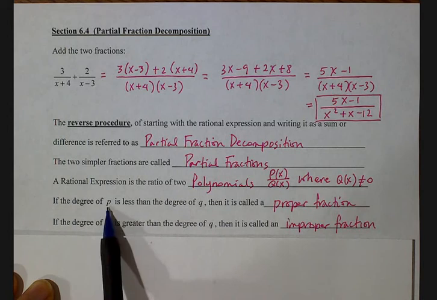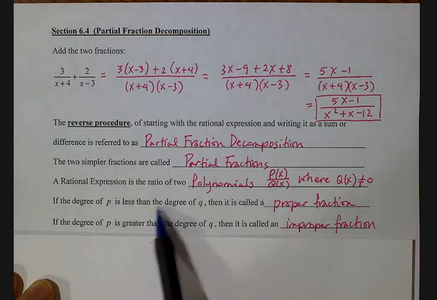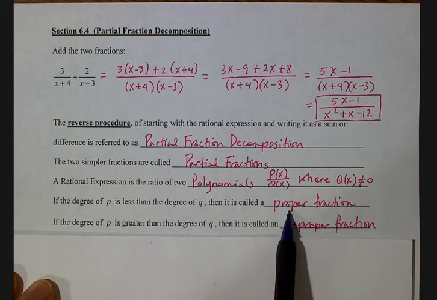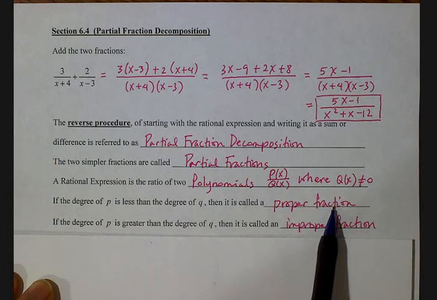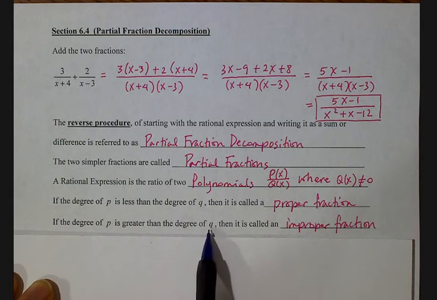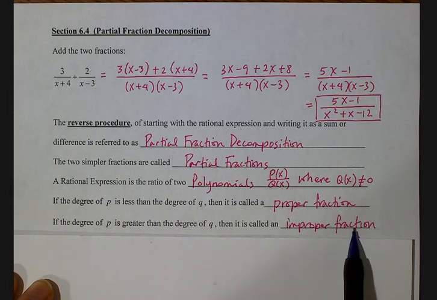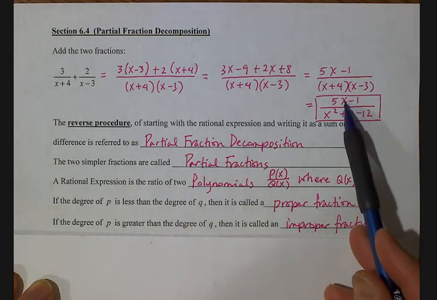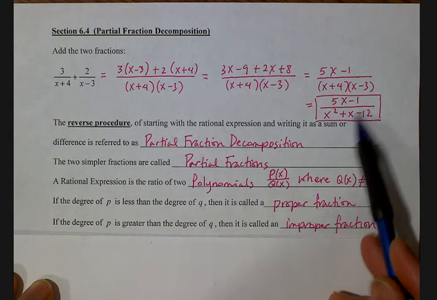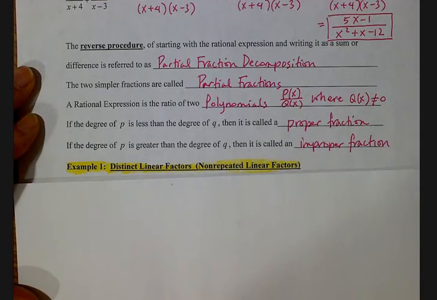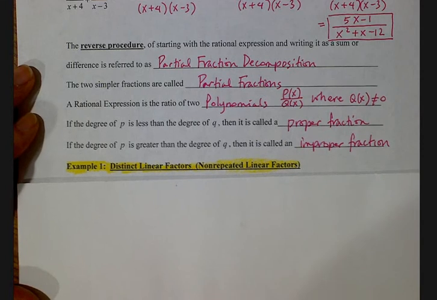If the degree of p, or the numerator's degree, is less than the degree of q, which is the denominator, then it's called a proper fraction. If the degree of p is greater than the degree of q, then it is called an improper fraction. So the example that we have up here, since the degree of the numerator is less than the degree of the denominator, this is called a proper fraction. Okay, so we're going to do some examples now using this procedure of partial fraction decomposition.